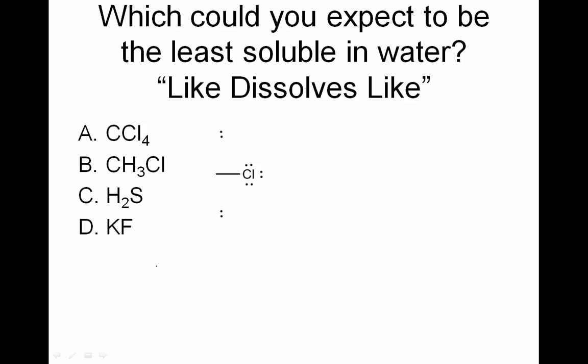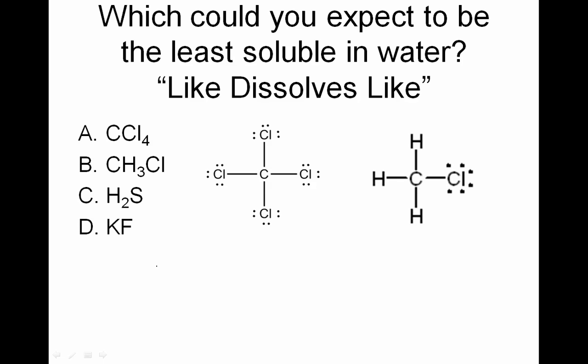So I hope what you found is CCl4, carbon tetrachloride, has a structure that looks like this. CH3Cl has a structure like this. Here's dihydrogen monosulfide, and here's potassium fluoride. So which of these would be the least soluble in water?